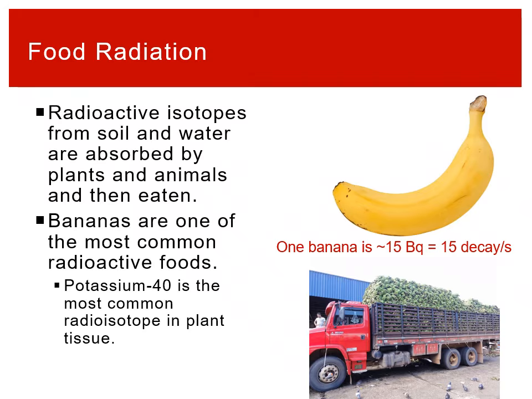One of the most common radioactive foods is a banana. Potassium-40 has kind of a perfect half-life. It's not stable, but it's about as long-lived as you can get without being stable. It exists for a long time, but it does still emit. Bananas have a lot of potassium in them. One banana is about 15 becquerels, so 15 beta emissions per second. Get a truck of bananas, and you're dealing with thousands, potentially millions, of decays per second.